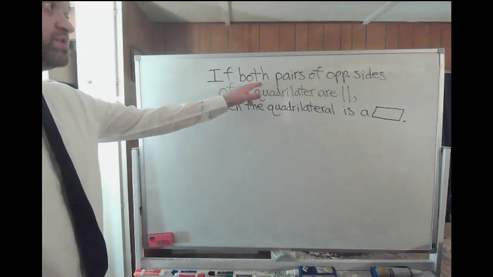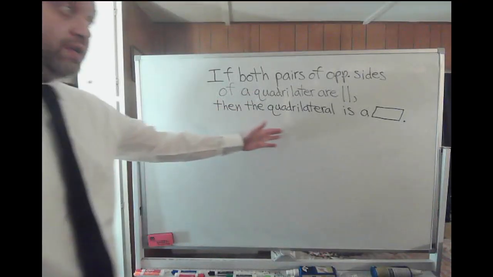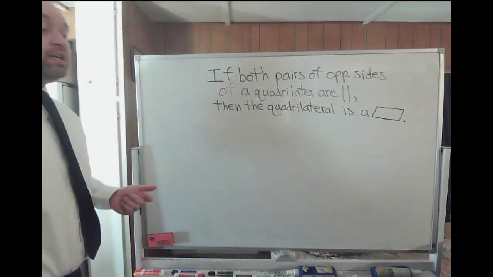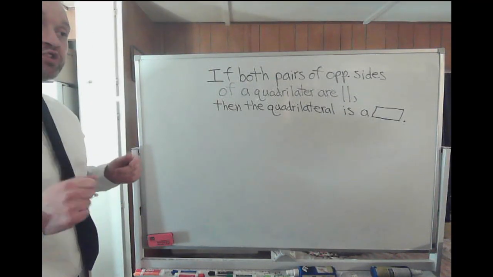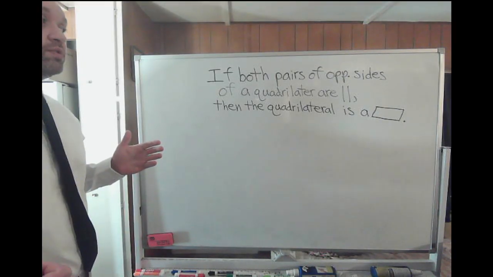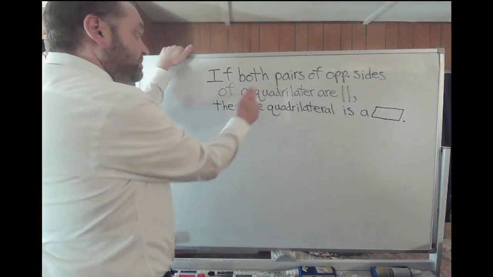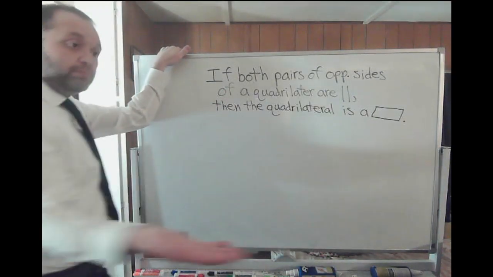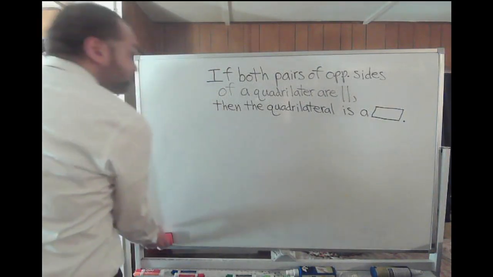If both pairs of opposite sides of a quadrilateral are parallel, then the quadrilateral is a parallelogram, and that's by definition. If we remember, the definition of a parallelogram is a quadrilateral that has both pairs of opposite sides parallel to each other. So this is simply the converse. If both pairs of opposite sides of a quadrilateral are parallel, then the quadrilateral is a parallelogram. So that one shouldn't be too bad.